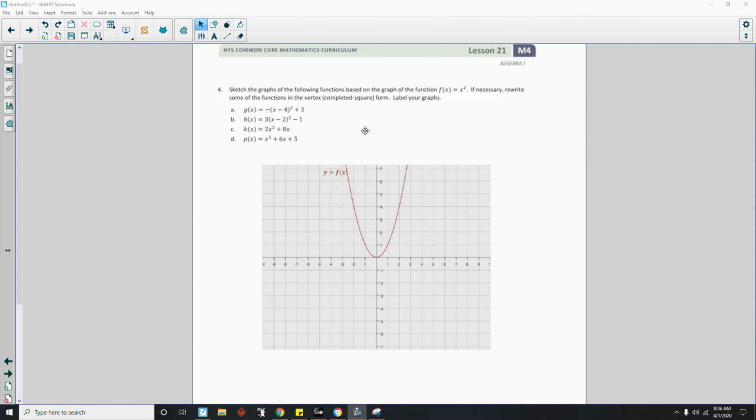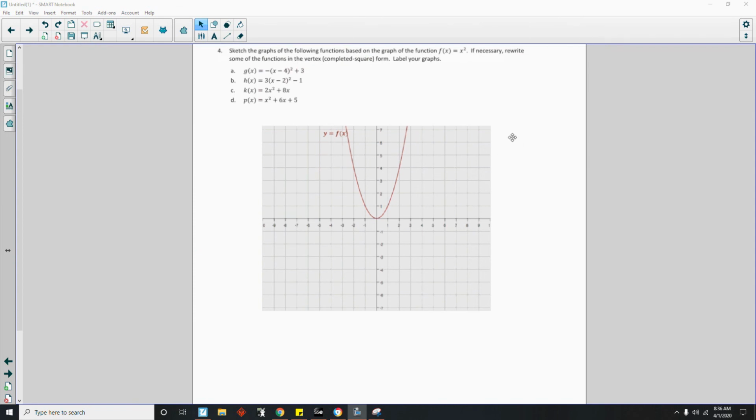Okay, page 4 brings us to problem 4, and it says to sketch the graphs of the following functions based on the graph of the function f of x equals x squared. So that's our parent, right? So the parent function is a quadratic. So there's our parent. If necessary, write some of the functions in vertex or completed square form and label your graph. So this is already in vertex form. A I'll do in black. So this is just the same as before, the example. You should be trying this, by the way, on your own, pausing the video and then coming back and checking. And so now here's the solution to what you hopefully have already done.